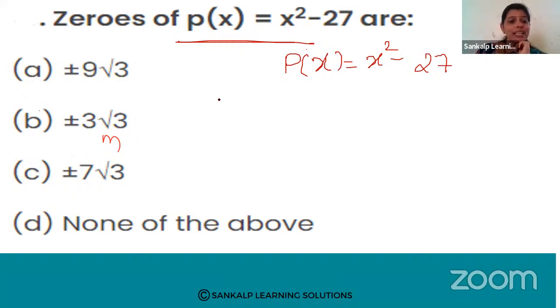Plus or minus 9 into cube root of 3, or plus or minus 3 into root 3, plus or minus 7 into root 3, or none of the above. Which one is right here? Yes. Very simple question it is. Yes, other students?